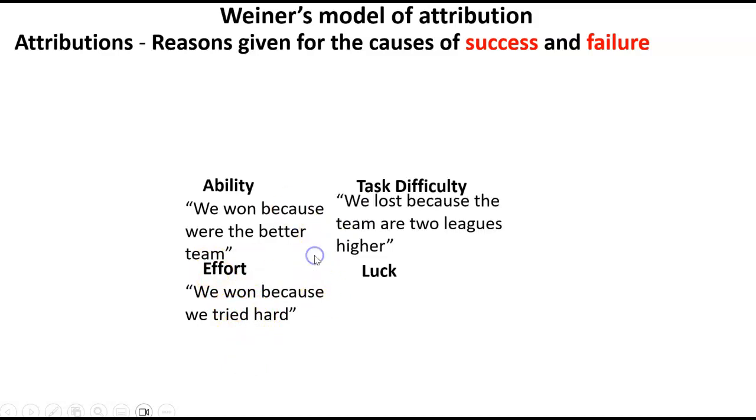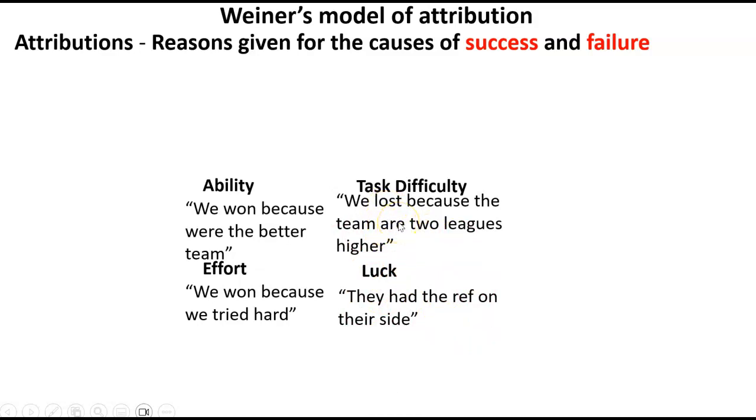Task difficulty. We lost because the team we played against are 2 leagues higher. That's an example of the task being too difficult. Therefore, that's why you lost. And then finally, luck. They had the referee on their side. We lost because they had the referee on their side. So you can see how these look. They are some examples of those types of attribution.